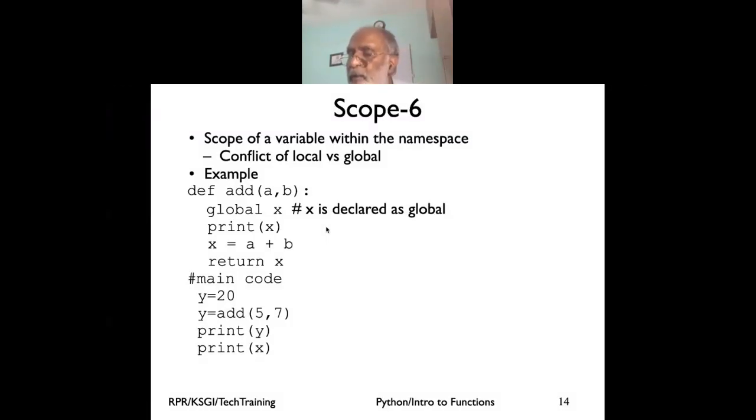You look at here, I declare global X, print X is fine. X is declared as global. So if you have a conflict, always declare it. Otherwise, you could be in trouble there. That's the point I'm basically trying to make.